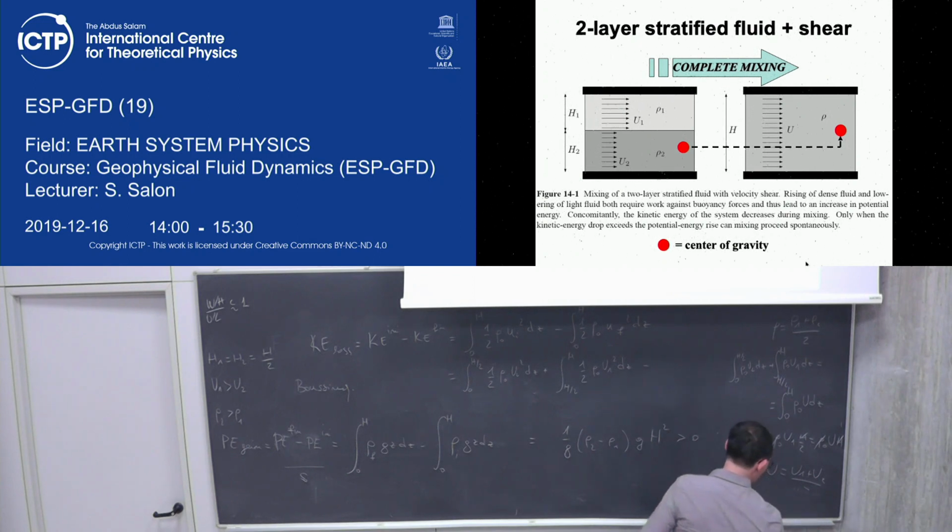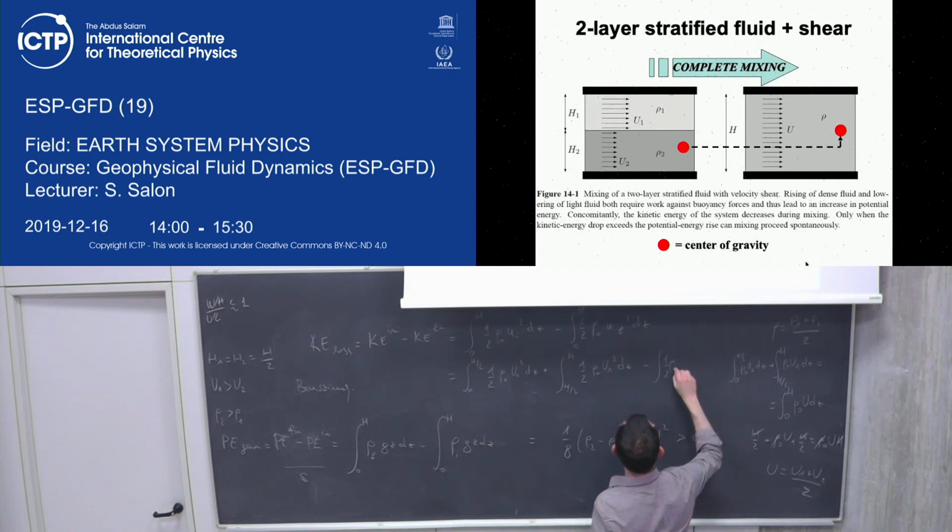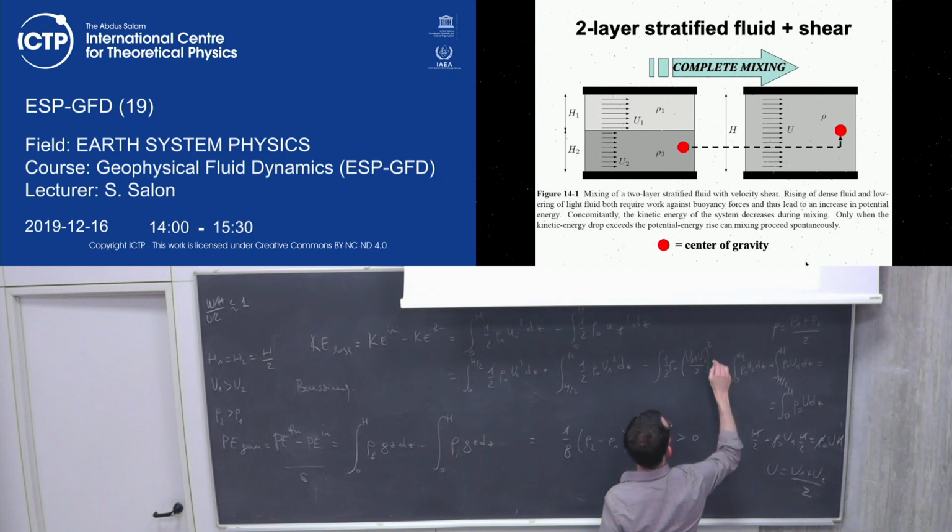Okay. So, we can put this inside the integral. So we have 1/2 rho 0, and here we have ((u1 plus u2)/2) squared dz.